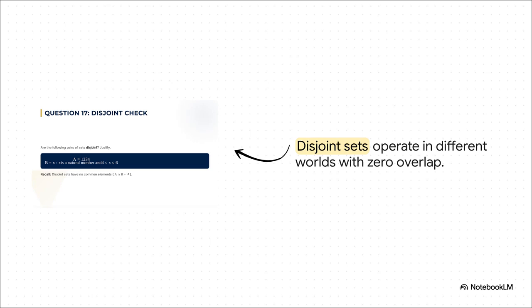But sometimes, those conversations between sets just yield pure silence. If we run an intersection filter between set A and set B, and it comes up completely empty, giving us our old friend the null set, we definitively call those two groups disjoint. They're operating in totally different worlds with absolutely zero overlap.